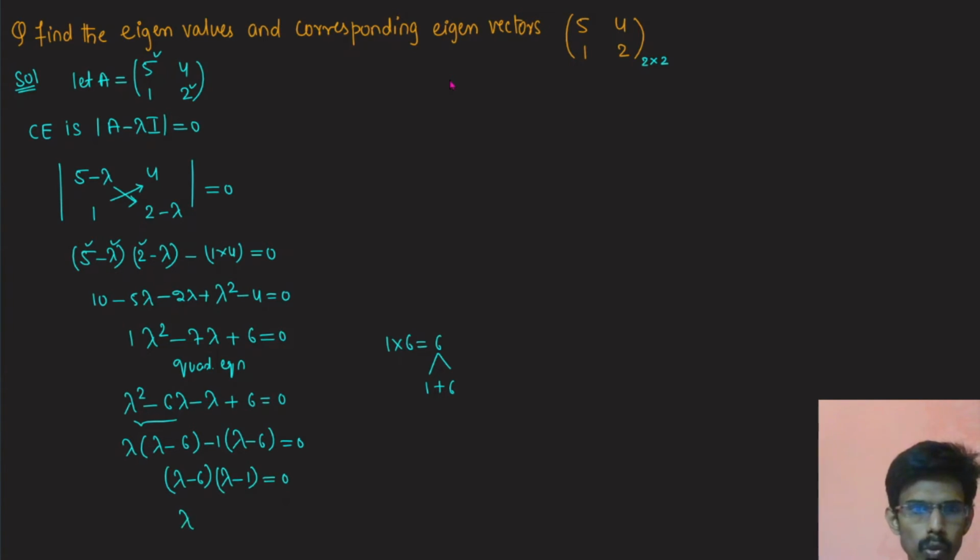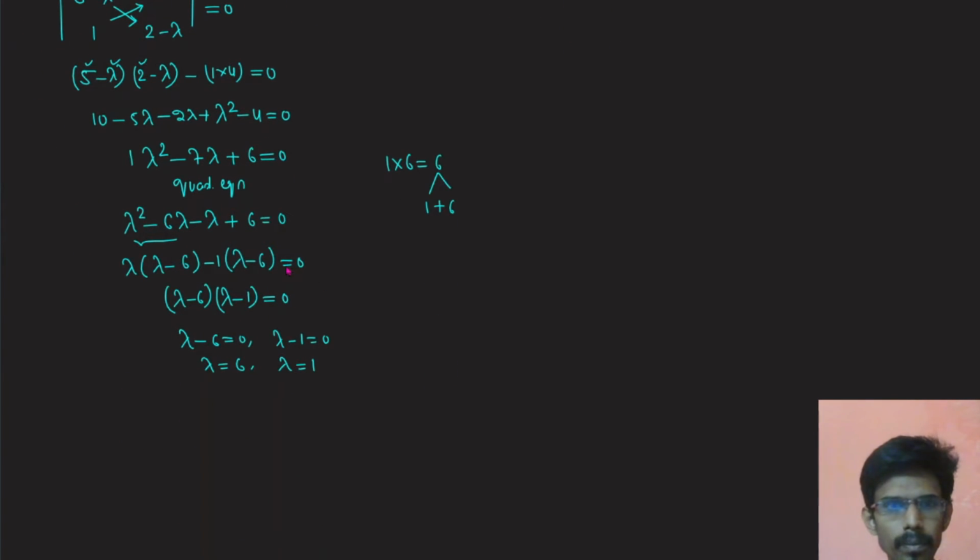Equate these two factors to 0. I'll get lambda minus 6 equal to 0, lambda minus 1 equal to 0. So lambda will be 6, lambda equal to 1. We got two eigenvalues. First one is lambda equal to 1 and lambda equal to 6.